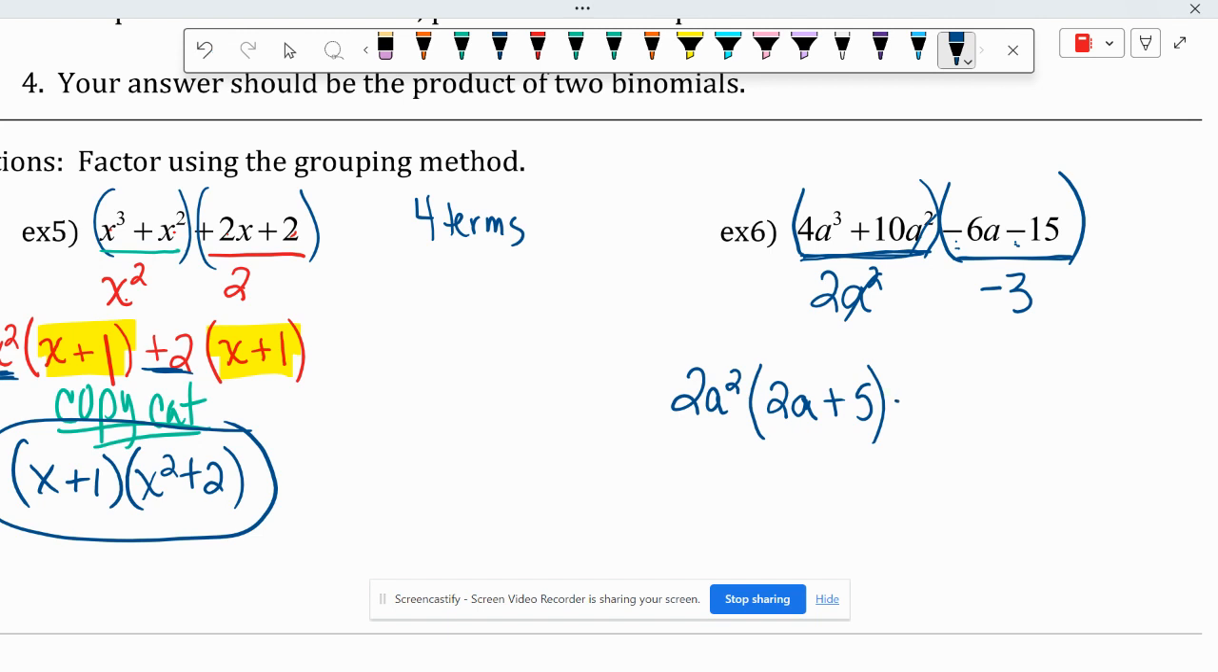Plus, I'm taking out a negative 3. So instead of plus a negative 3, I'm just going to write minus 3 times, let's see, negative 6a divided by a negative 3. Well, a negative divided by a negative is a positive. 3 will go into 6 2 times with the a. And negative 15 divided by negative 3 is positive 5.